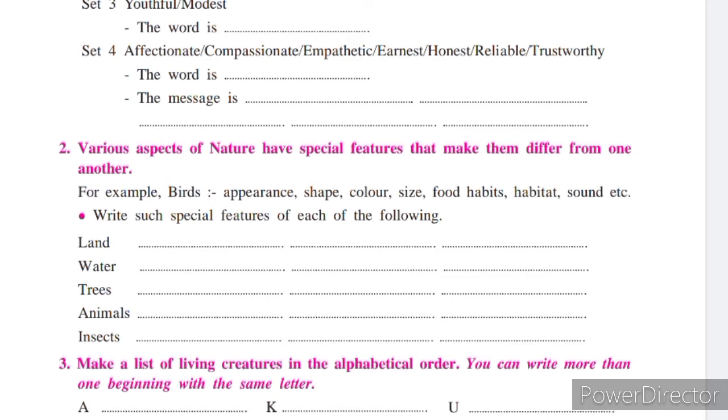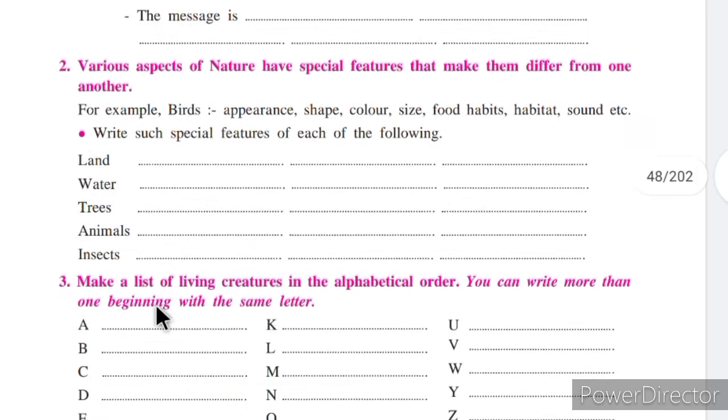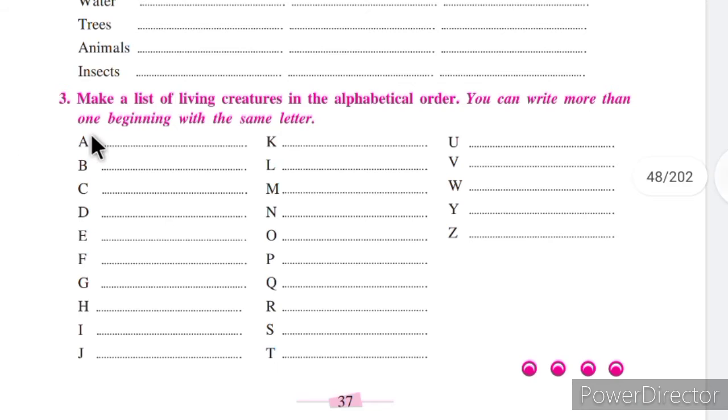First one is land. You can write topography, fertility, location. Then comes water: salinity, temperature, taste. Trees: size, foliage, shape. Animals: appearance, food habits, habitat. Insects: appearance, life cycle, physical structure. So these were the special characteristics or special features of these aspects of nature. Now let's go towards question number 3 quickly.